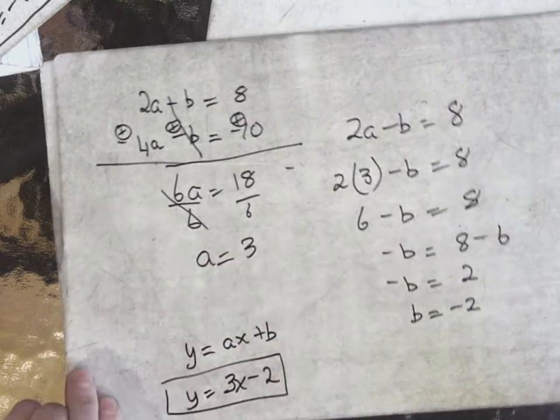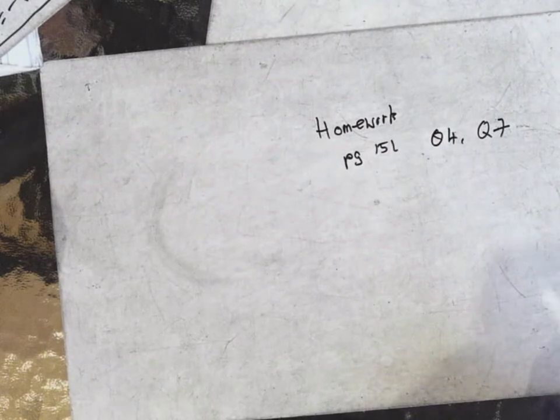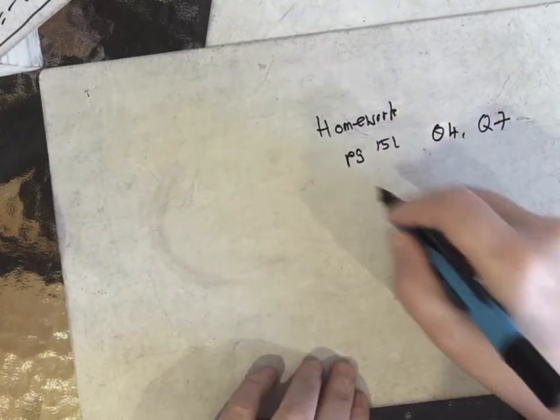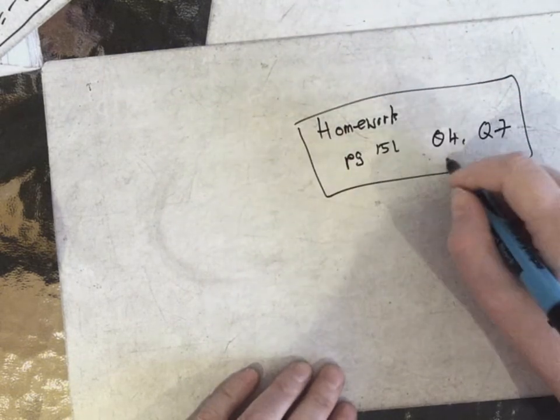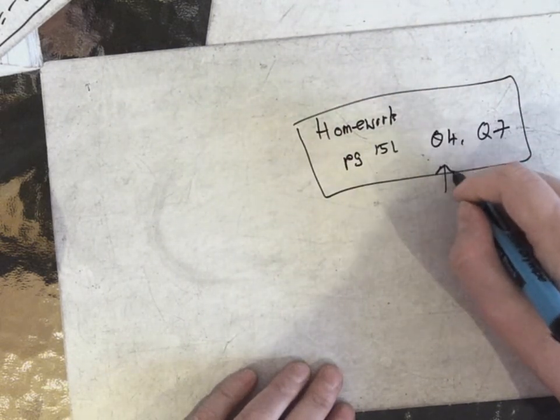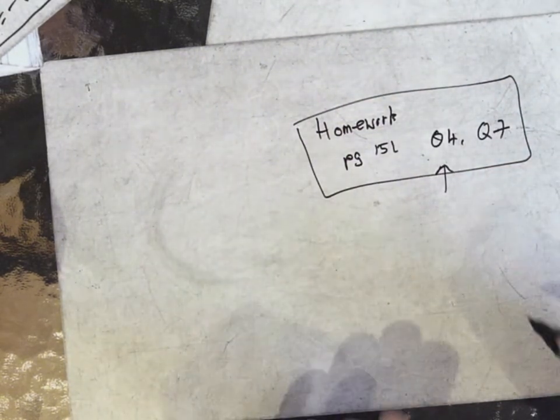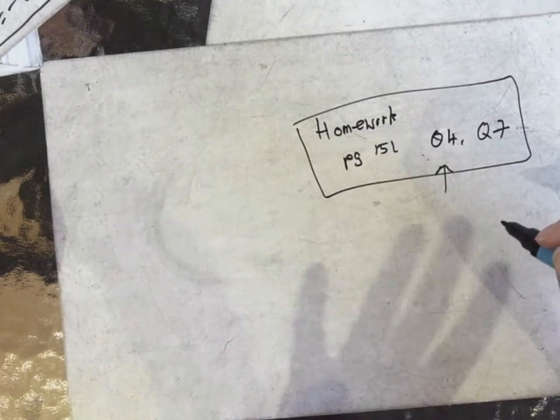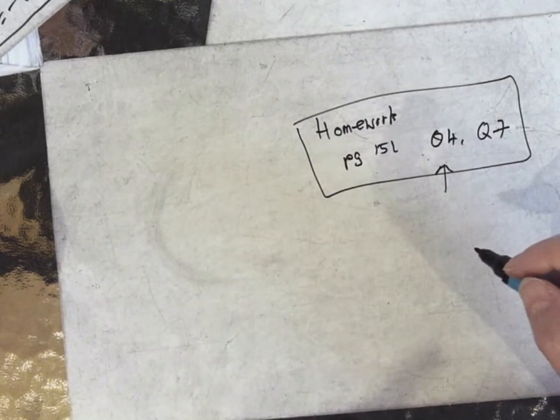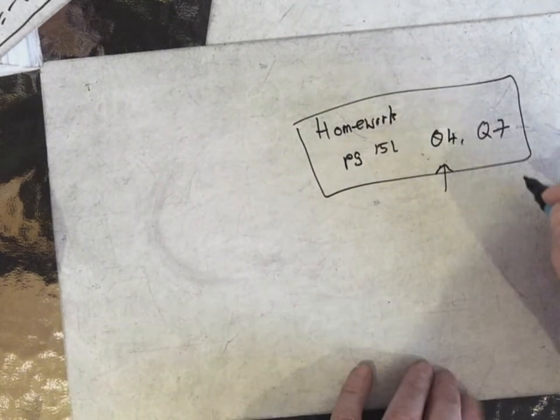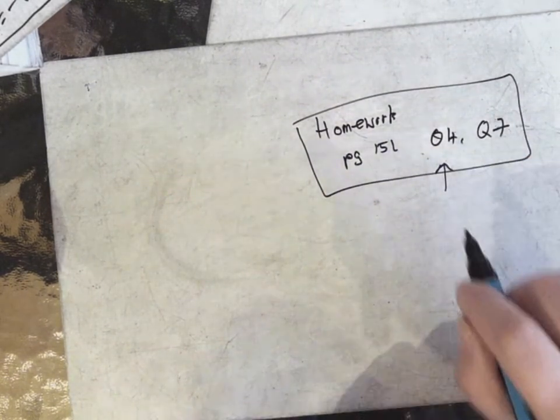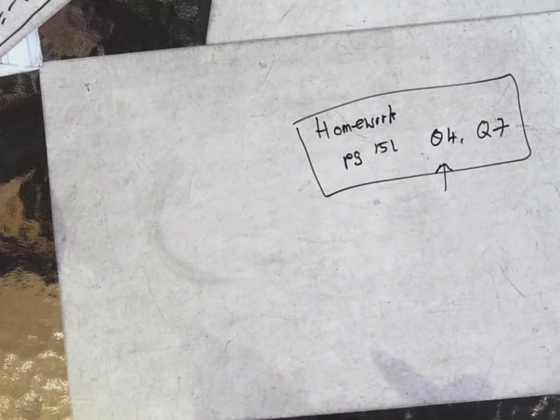Pause, write it down. Okay, and then for the next day, I'd like you to do page 151, question 4 and question 7. Now question 4 is just a short version, just fill in for x and y. There's no simultaneous equations, it's just 1 point, fill in for x and y and solve, okay? And question 7 is exactly like the examples we've just done, okay?